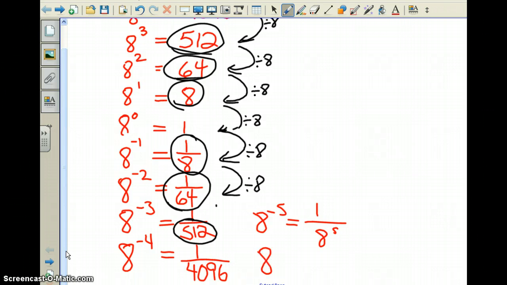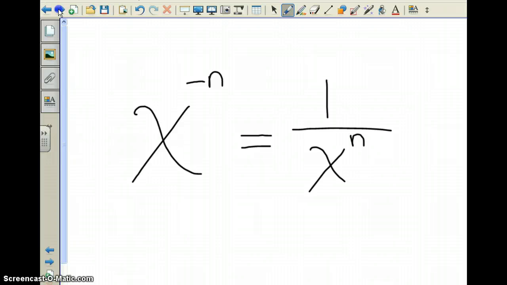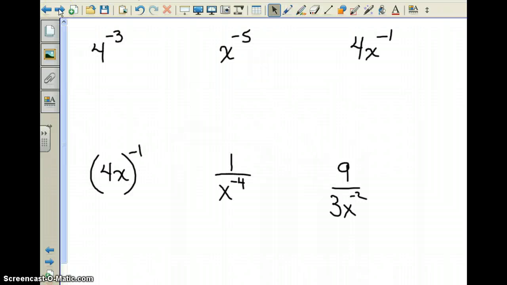8 to the negative any exponent is going to be 1 over 8 to the any exponent. And this is our next law of exponents, that anytime I have a base with a negative exponent, that is equivalent to the reciprocal, or 1 over that base to the exponent. Once you have this written down on your index card, flip your card over to the other side, pause the video and write down these 6 problems.